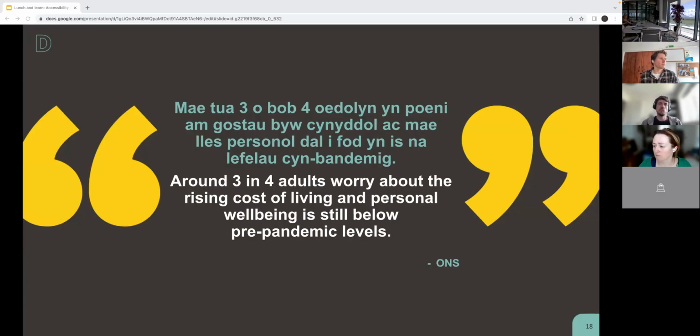Around 3 in 4 adults worry about the rising cost of living and personal well-being. So people are struggling at the moment. To set the context for this case study, I was talking earlier around cognitive needs. We know people are worried, people are anxious. 3 in 4 adults have got that thing in the back of their mind, which maybe doesn't allow them to think and respond to situations as they would if they weren't feeling anxious or worried. Next slide, please.